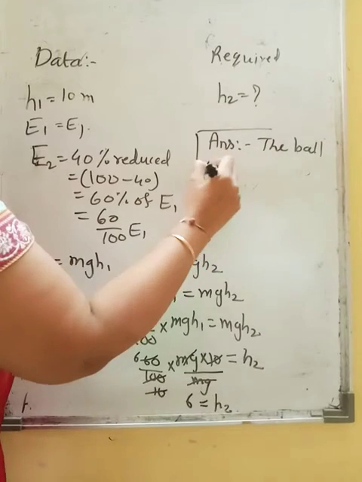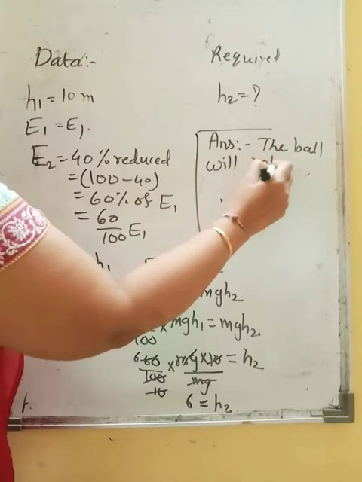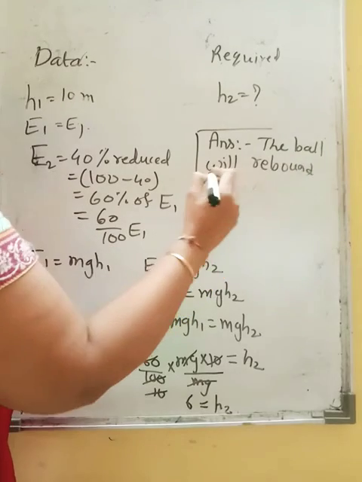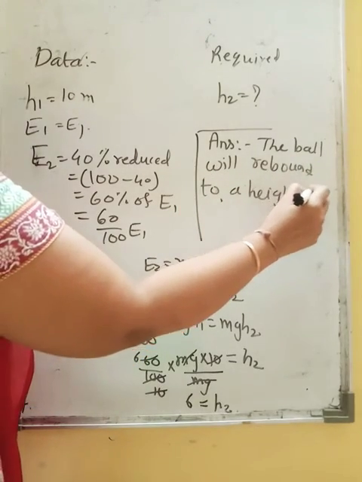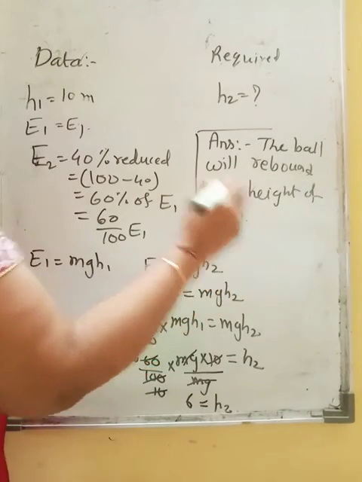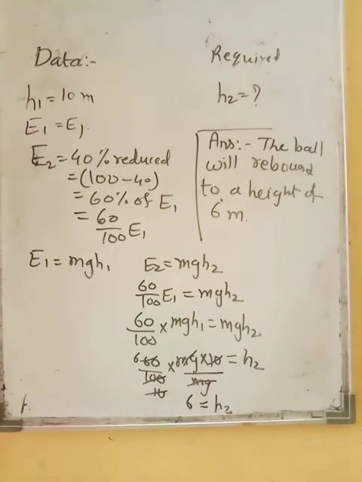The ball will rebound to a height of 6 meters. Got it? Shall we go towards the next sum?